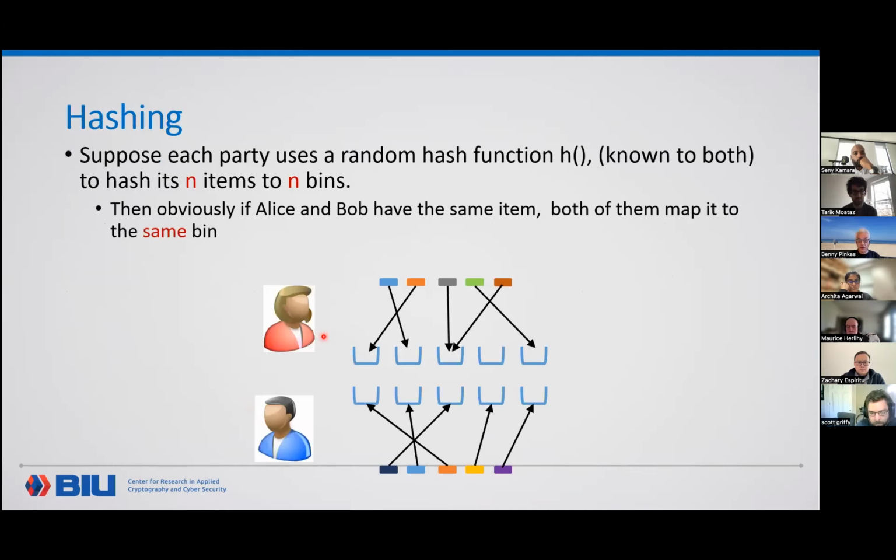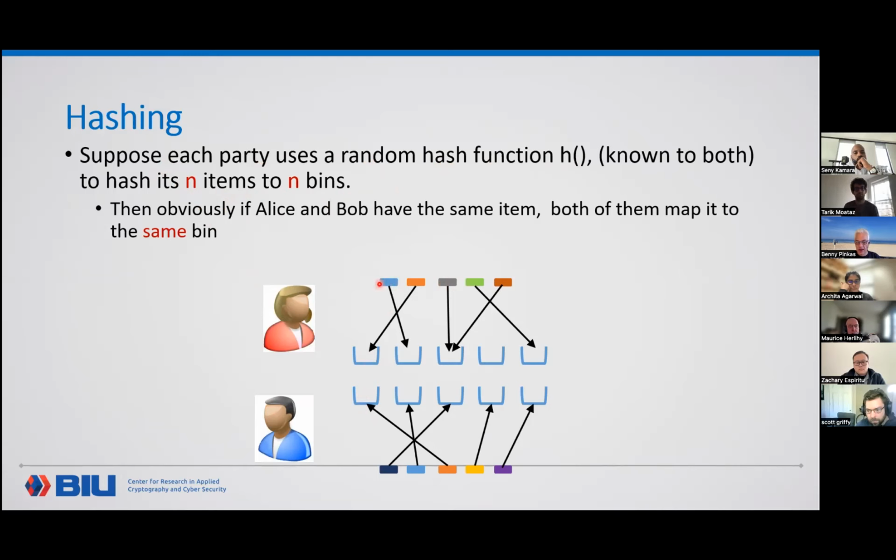So a major technique we used from the start is hashing. Now, suppose that they both know and use a random hash function, which is not secret. This hash function hashes items into n bins. And suppose they also have n items. So both Alice and Bob hash their items to bins using this hash function.